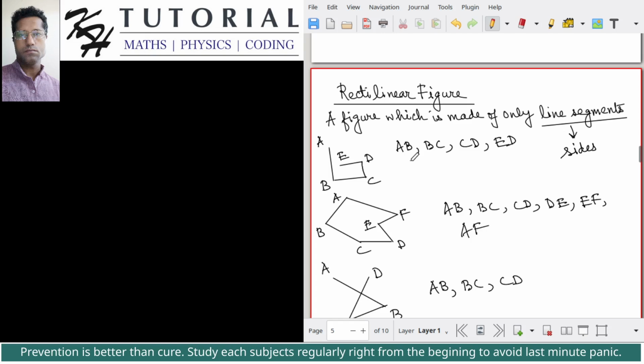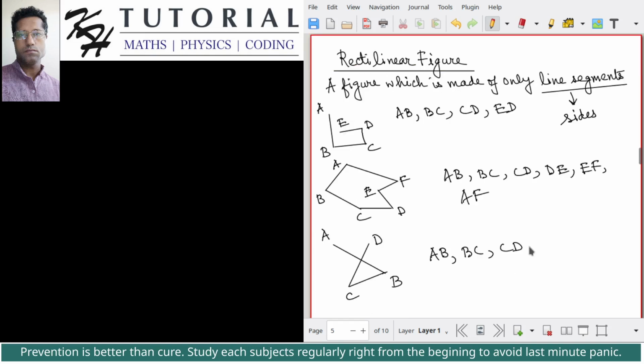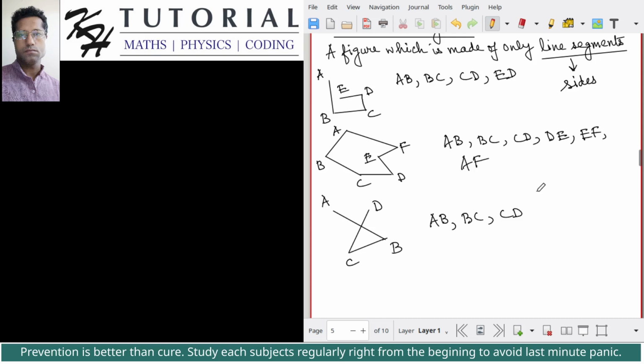So in the first figure, AB, BC, CD and ED are the 4 sides of this rectilinear figure. In the second figure, we have 6 sides, that is AB, BC, CD, DE, EF and AF, which are the sides of the rectilinear figure. And in the third figure, AB, BC, CD are the sides of this rectilinear figure.